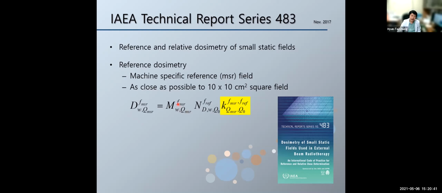We measure a charge with a detector, and this N_DW value is given by the SSDL, and there's a factor to correct for the small field related effects. They call it the beam quality correction factor, but we know that this is not a beam quality correction factor. The only reason it can be called a beam quality factor is that it is located at the same position as in the TRS-398 formula. So I think it's better to call it the MSR correction factor.